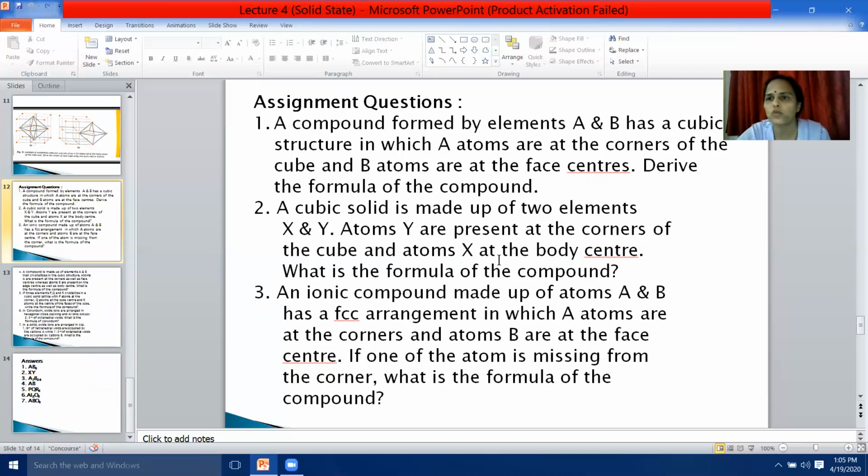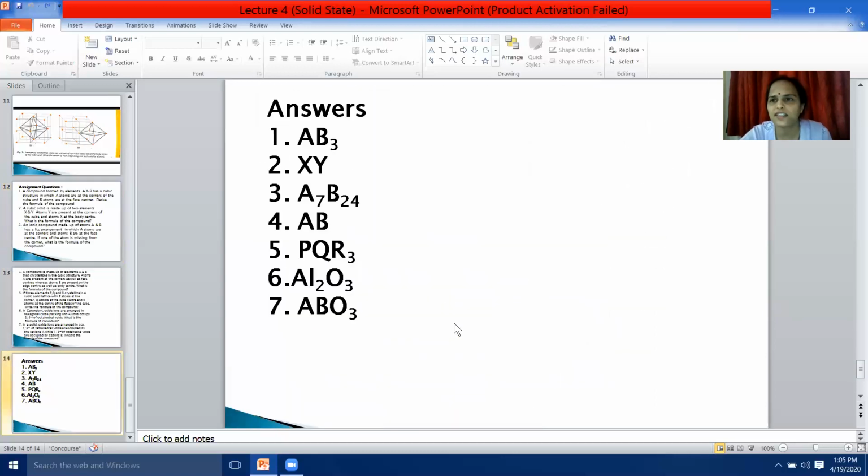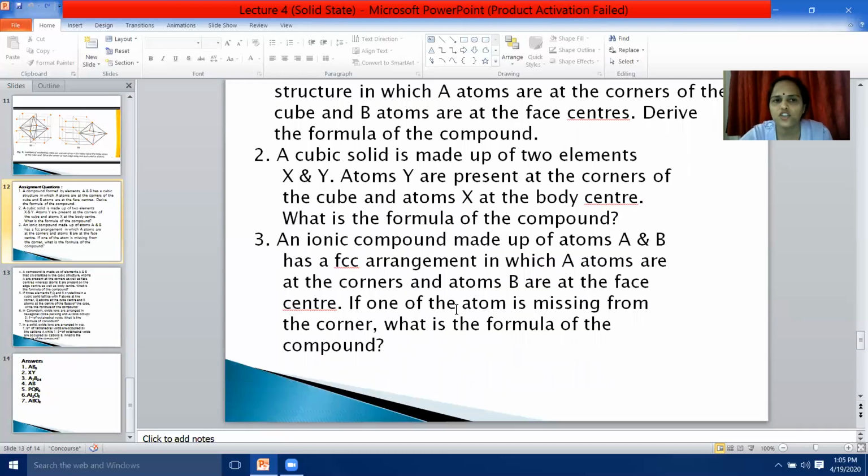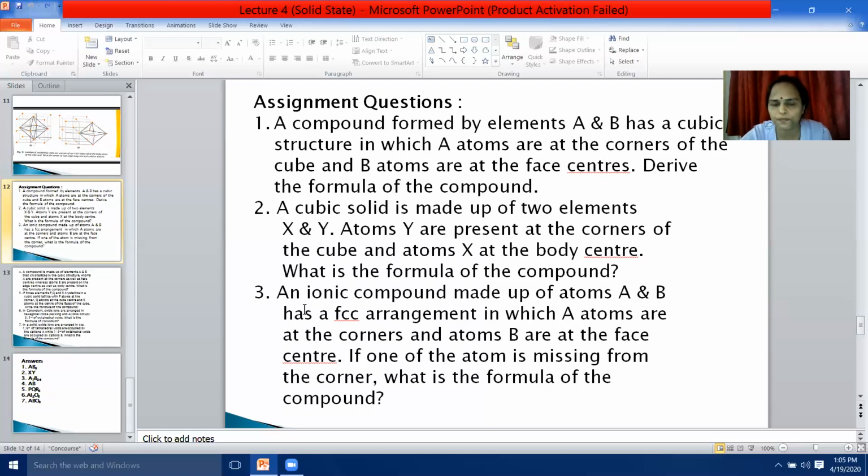Y's value is also equal to 1. So the formula of the compound comes out to be XY. Check the answer. Yes, it is XY. Correct. Let us go with the third question.